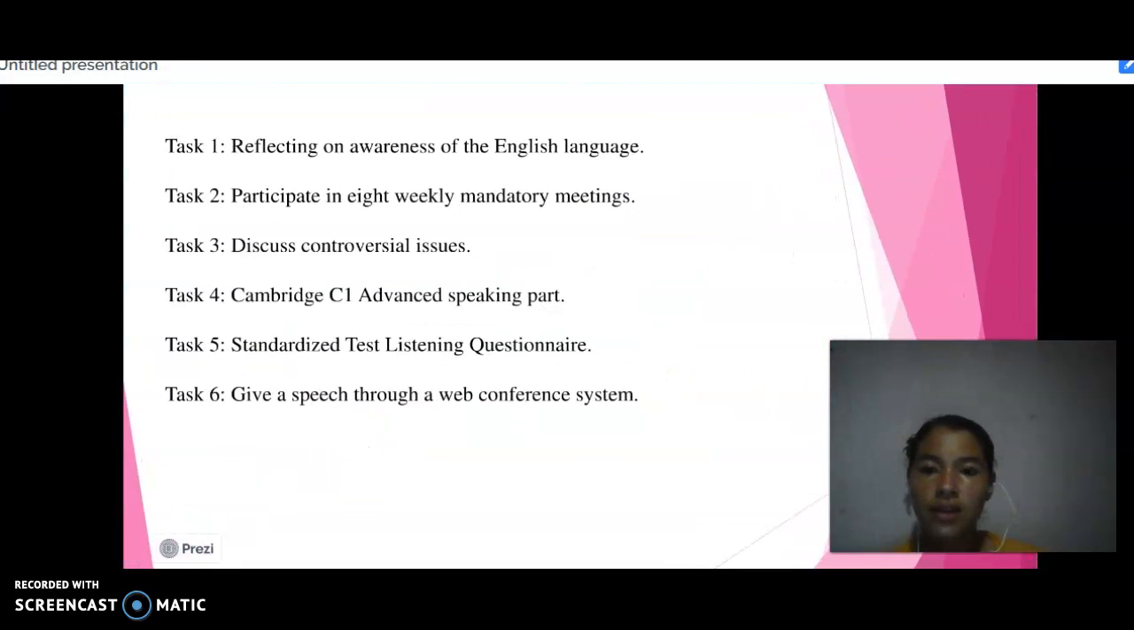Task 1: Reflecting on awareness of the English language. Task 2: Participate in 8 weekly mandatory meetings. Task 3: Discuss controversial issues. Task 4: Cambridge Advanced speaking parts. Task 5: Standard text listening questionnaires. Task 6: Give a speech at a web conference.